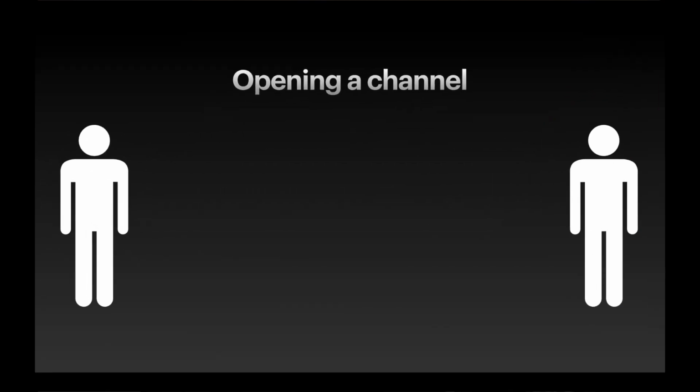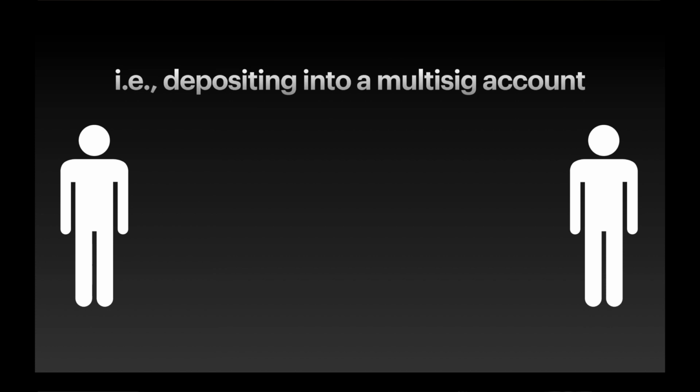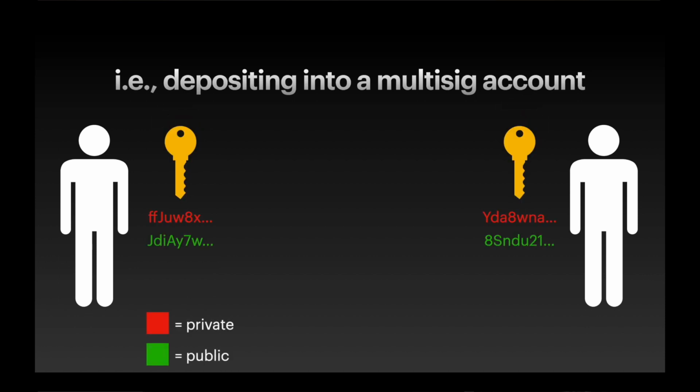So opening a channel is actually just a normal Bitcoin transaction. The way you open a Lightning channel is you deposit into a multi-signature account. Multi-signature accounts are a core feature of Bitcoin. This is not specific to Lightning. Lightning just takes advantage of it. So how do you do that?